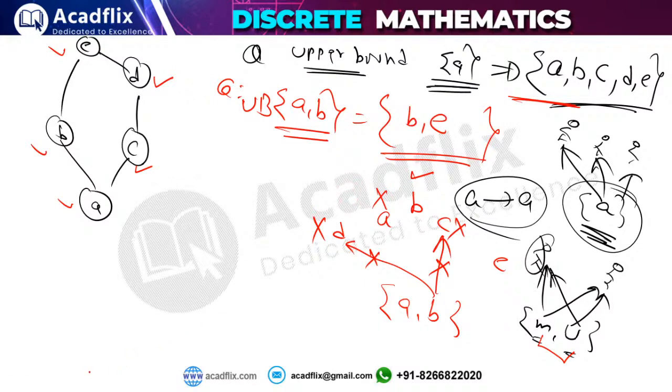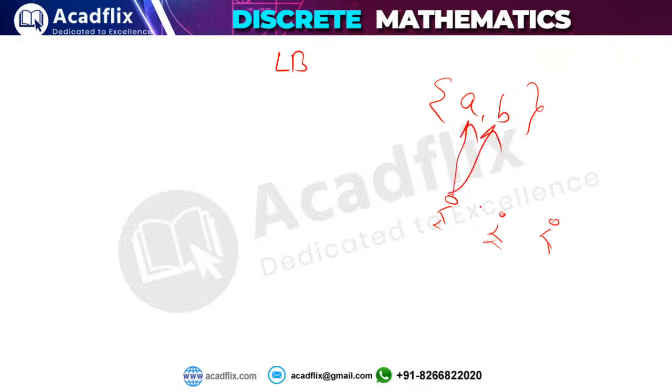So hopefully everyone got this concept. Now let's see the concept of lower bound. What is the lower bound concept? The same, just reverse this concept. If you want to find the lower bound of some elements, let's assume you have two elements, the lower bound will be those elements which are related to both of them. Then this will be the lower bound. So this is how we will find lower bound.